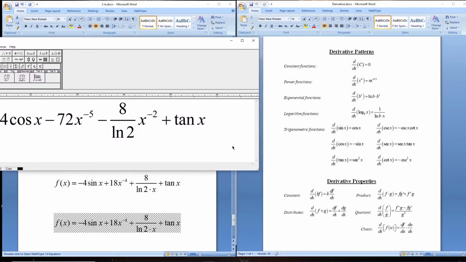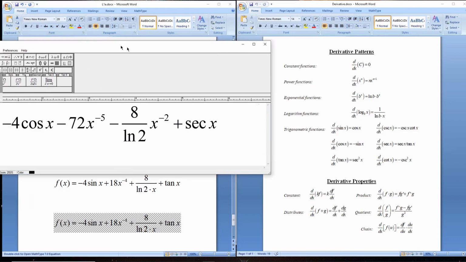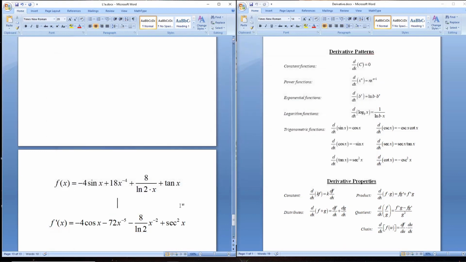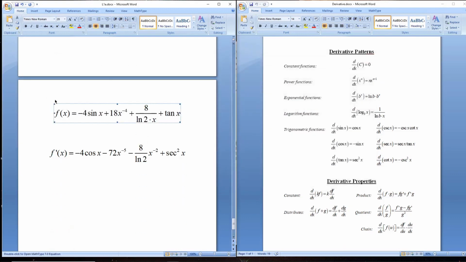And then finally, what's the derivative of tangent? We'll go to our patterns over here. The derivative of tangent is secant squared. And we're done. Here's the function. Here is the derivative. Now I want to stress again that this is where I'm hoping you will get to. Can you do this yet? Probably not, because you're just learning it. I'm hoping you will get to this point, though.